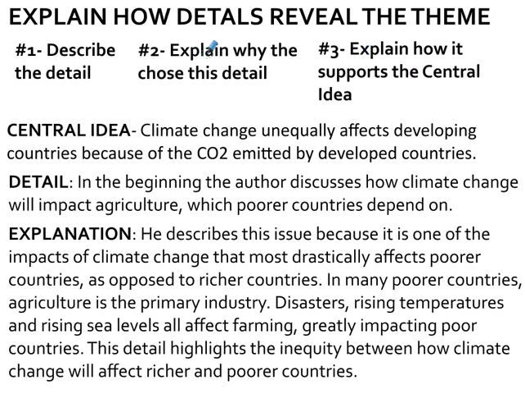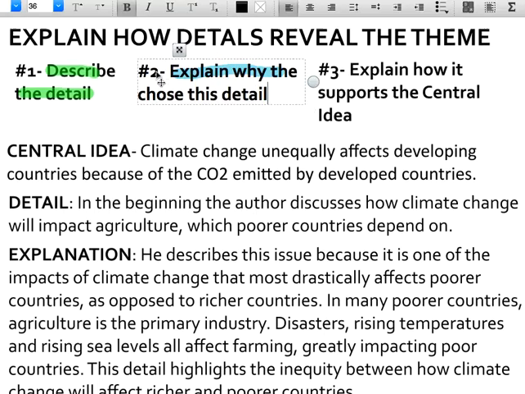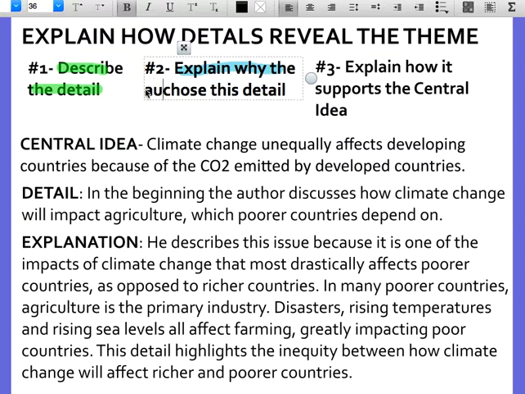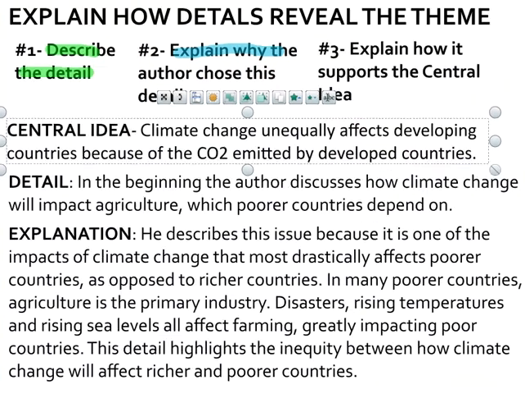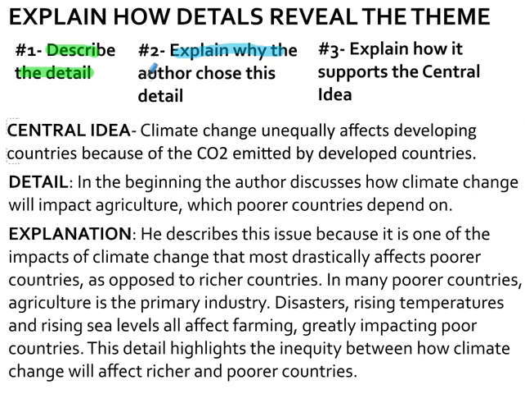So I need to do three things in my explanation if I want an exceeding standard, or an advanced, and I know you do. Okay, so the first thing I need to do is describe the detail. I'm going to highlight that in green. The next thing I'm going to do is explain why the author chose this detail. And lastly, I want to explain how it supports the central idea.